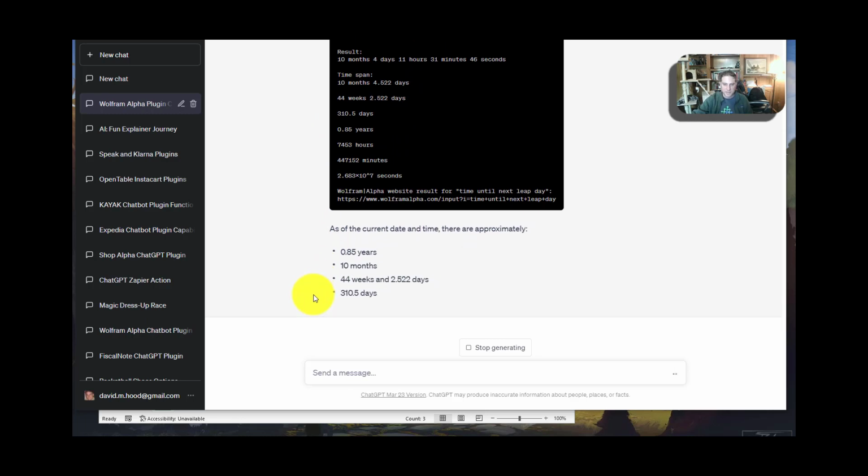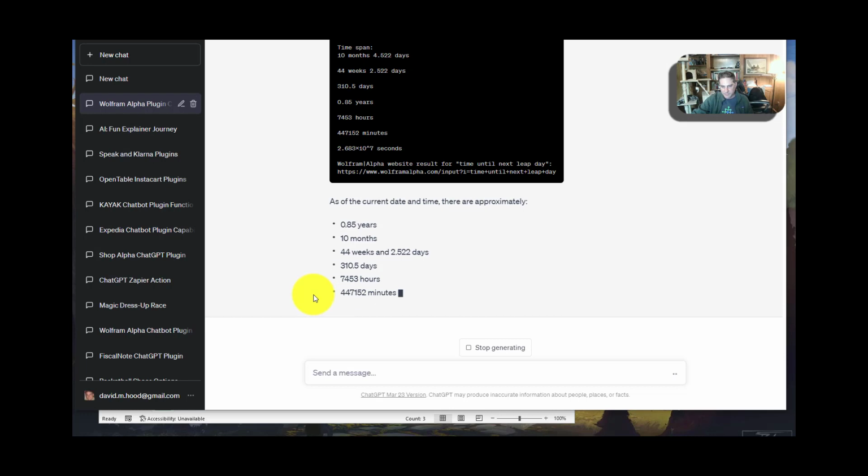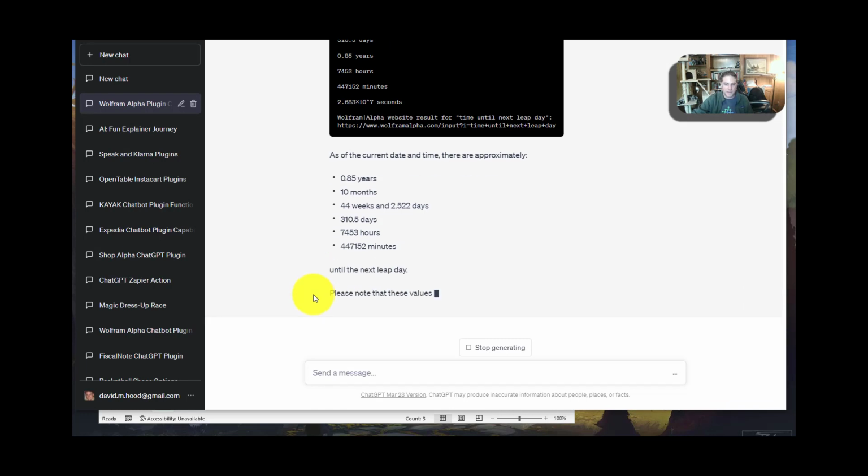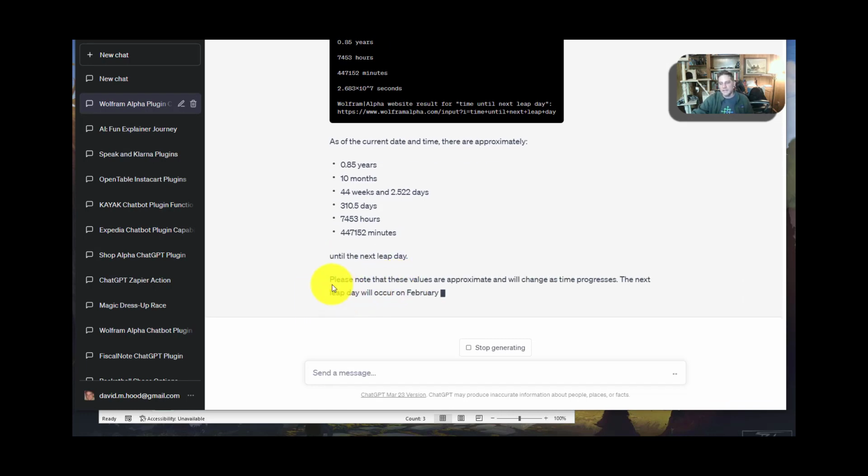Oh, it's actually doing it. Not quite exactly what I was looking for, but it looks like there's a leap day coming up in 2024. Let's use Excel to calculate this, actually.